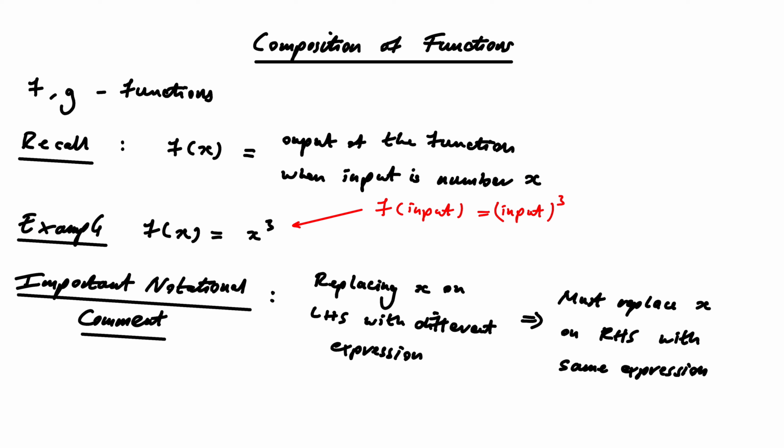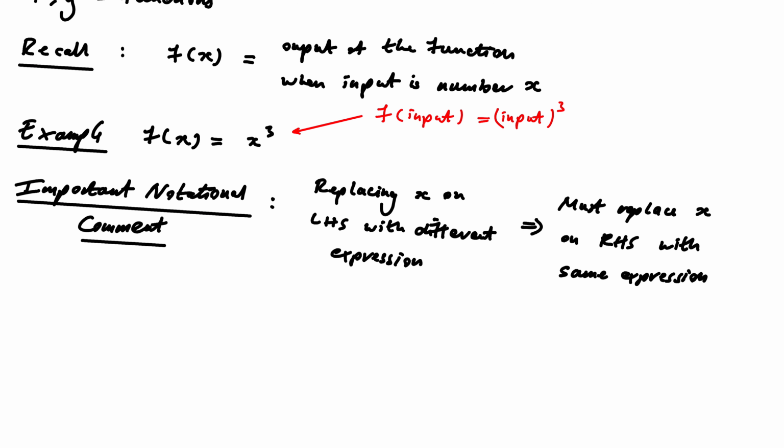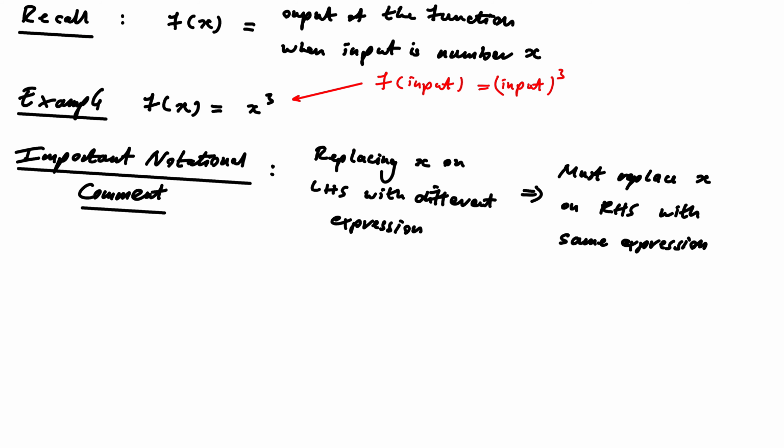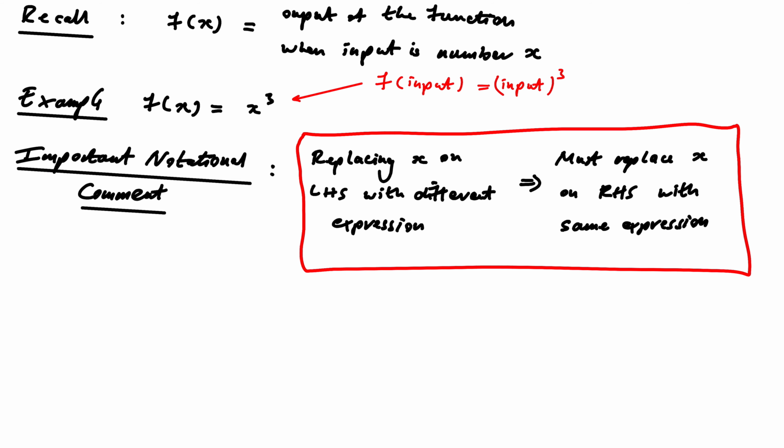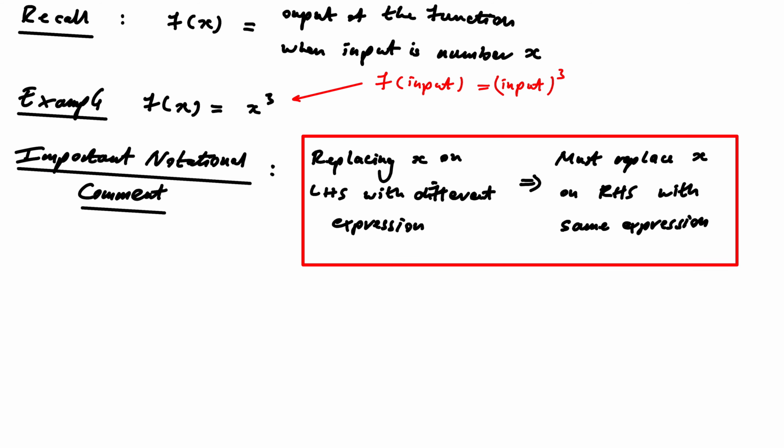So as an example, this is important. It's a little bit of a subtle point. It doesn't feel terribly profound, but it's really important when it comes to what we're going to do now. Just as a quick example, with f of x is equal to x cubed.